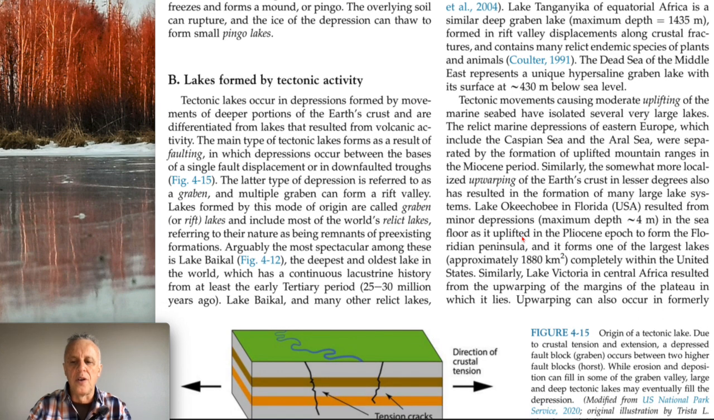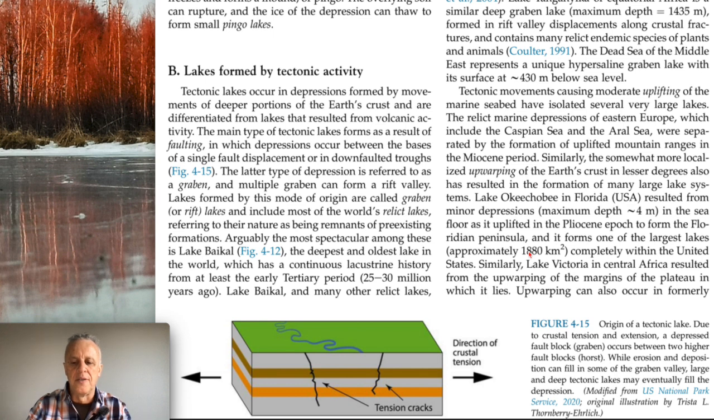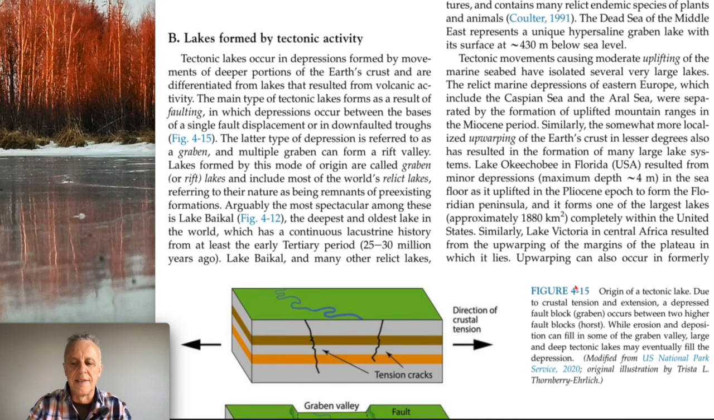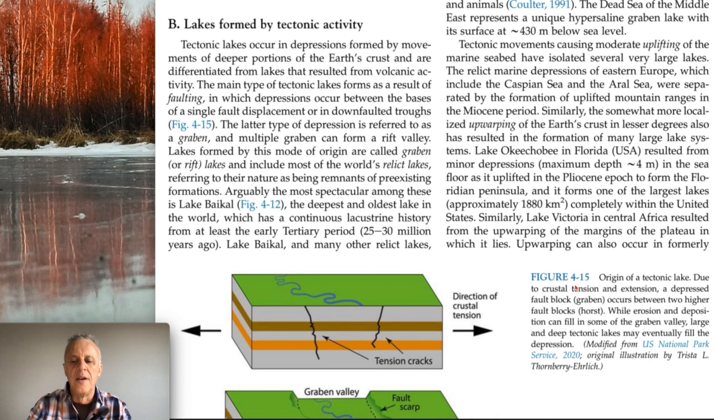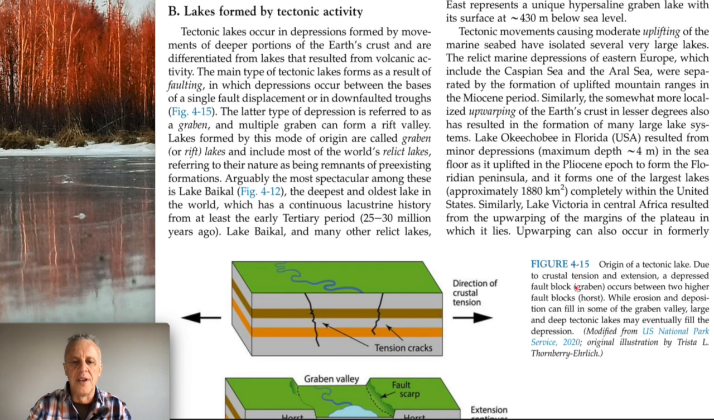Similarly, the somewhat more localized upwarping of the Earth's crust in lesser degrees also has resulted in the formation of many large lake systems. Lake Okeechobee in Florida resulted from minor depressions, maximum depth of about 4 meters, in the seafloor as it uplifted in the Pliocene epoch to form the Floridian Peninsula, and it forms one of the largest lakes, approximately 1,880 square kilometers, completely within the United States. Similarly, Lake Victoria in Central Africa resulted from the upwarping of the margins of the plateau in which it lies.